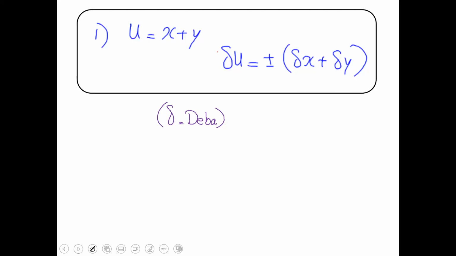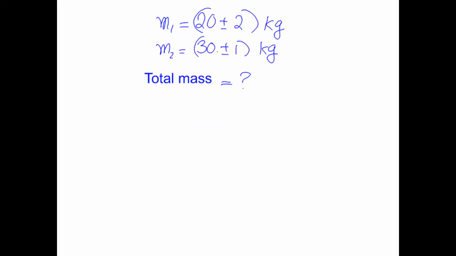So what is the concept? If two numbers are added, if two variables are added, their uncertainties are also added. The rule says when two variables are added, their uncertainties are also added. Look at the example.